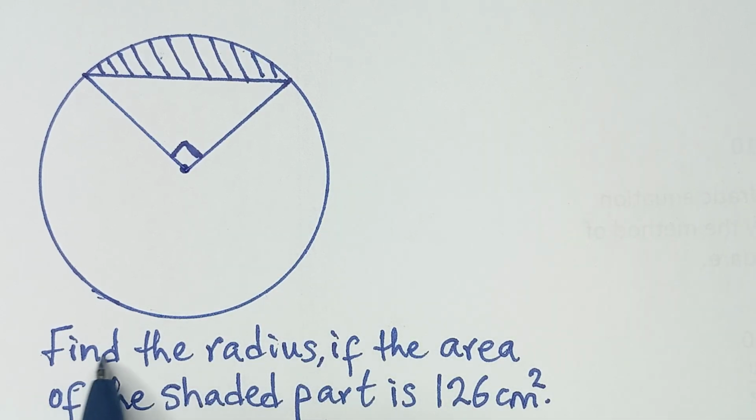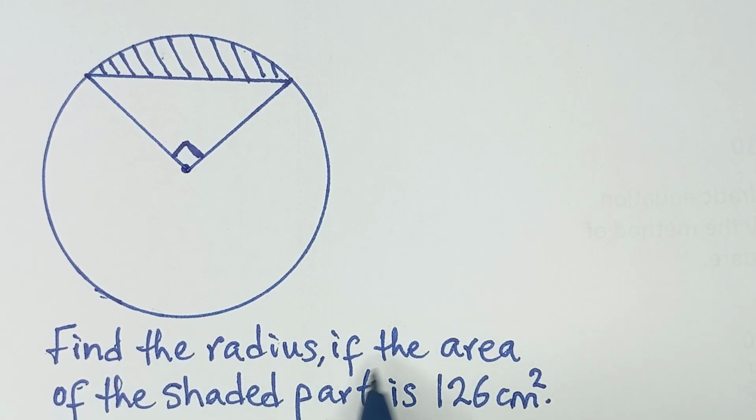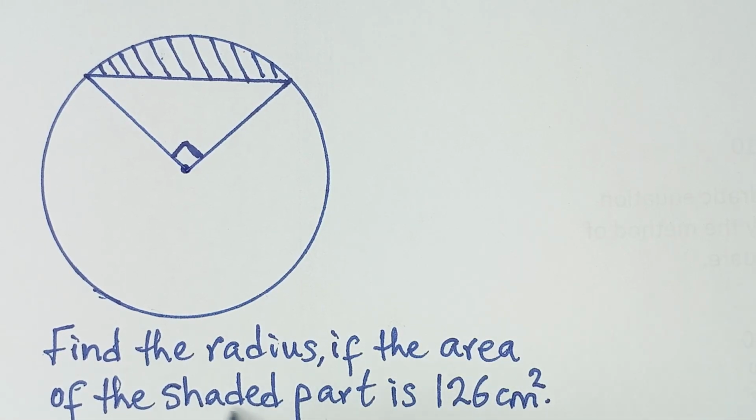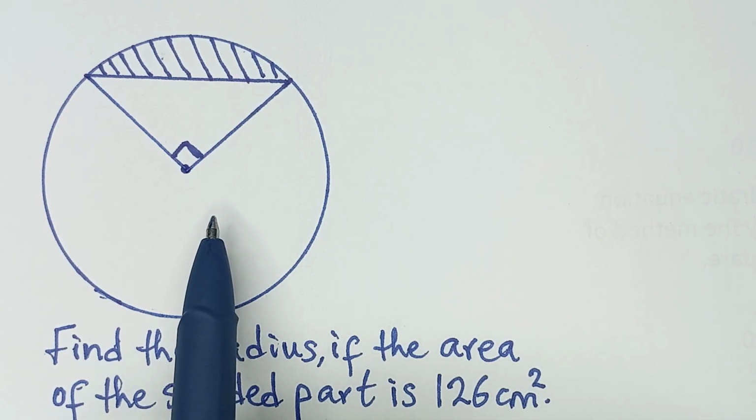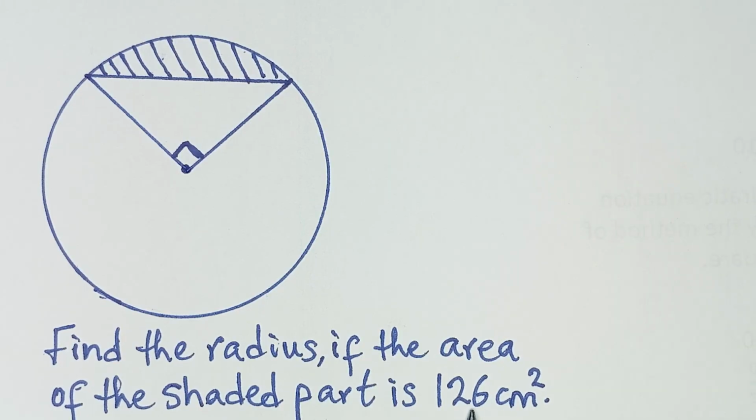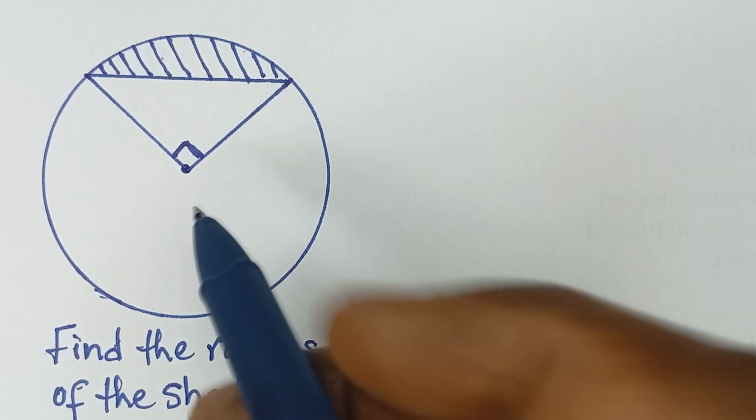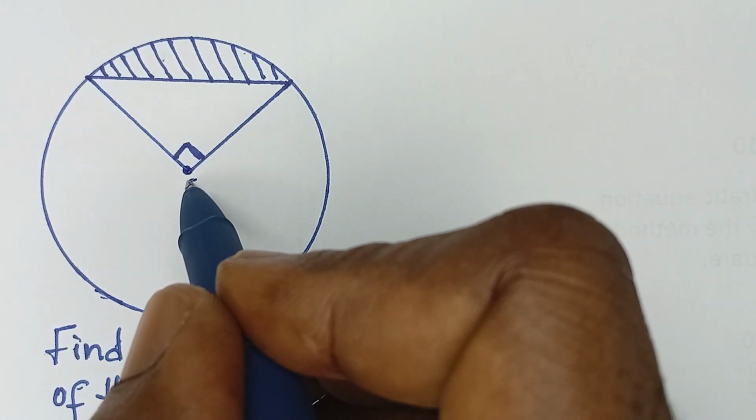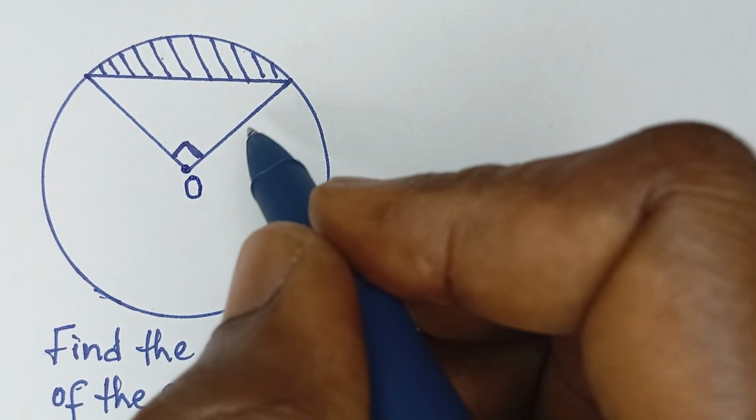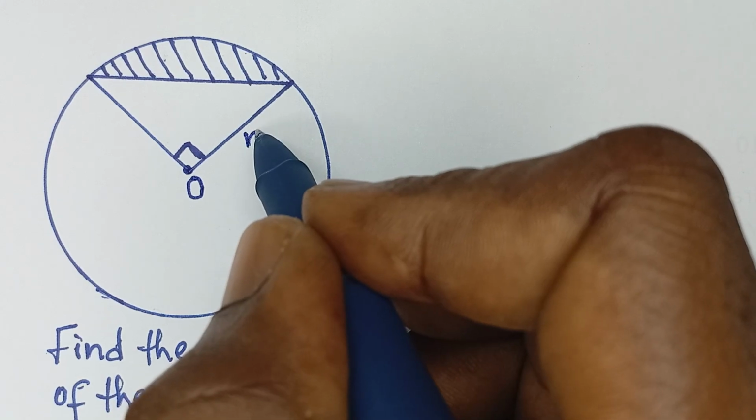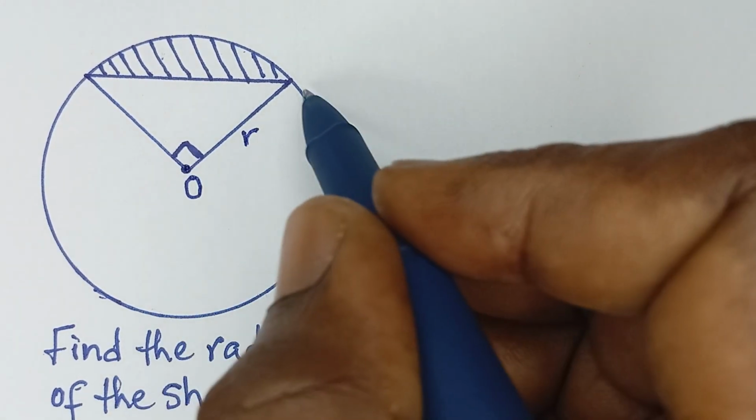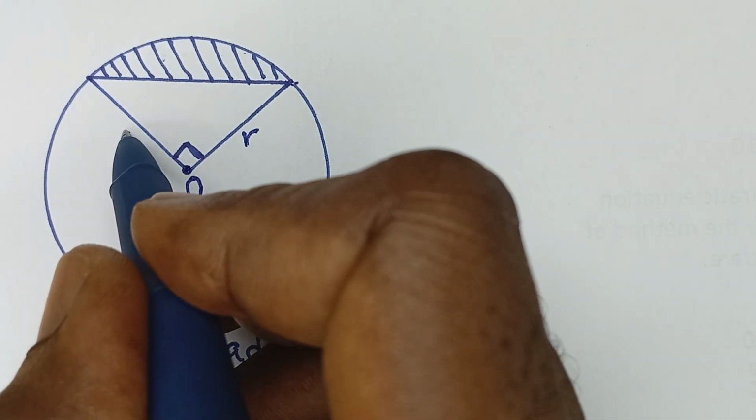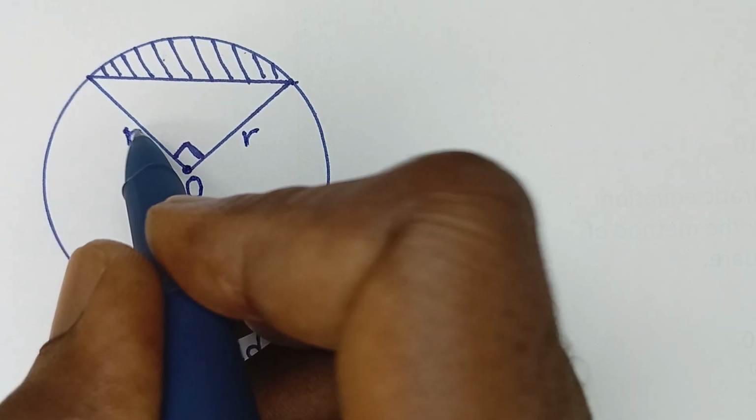Now the question here says find the radius if the area of the shaded part is 126 centimeters square. So we have to look for the radius of this circle given that the area of the shaded part is 126 centimeters square. So now this is the center of the circle, O. Let's put O there. And this is r, the radius. A line from the center of the circle to the circumference is the radius. This is also the radius r.